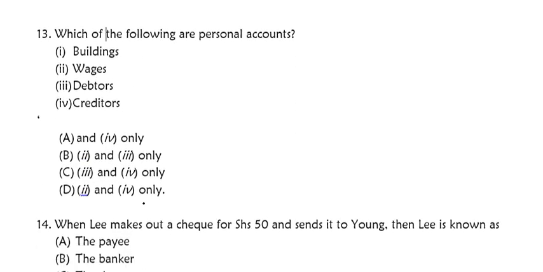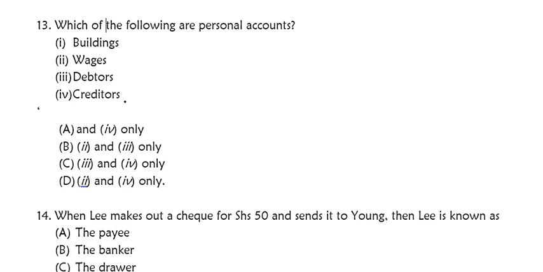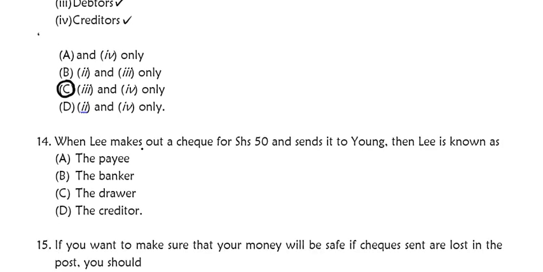Which of the following are personal accounts? Personal accounts, here we look at customers' accounts and suppliers' accounts. So debtors and creditors, those are the personal accounts here. The rest are not personal accounts. Buildings, that is a real account. Wages, that is a nominal account. So number 13, the correct option is 3 and 4. So the answer is C. Personal accounts are accounts of customers and suppliers.